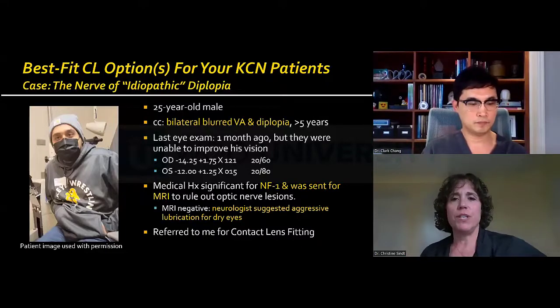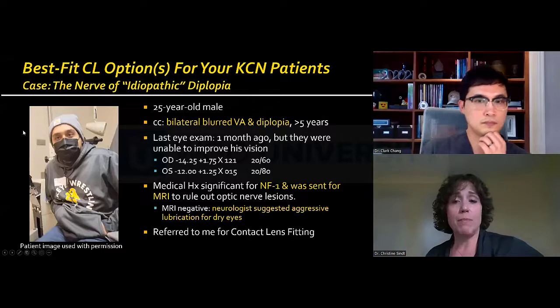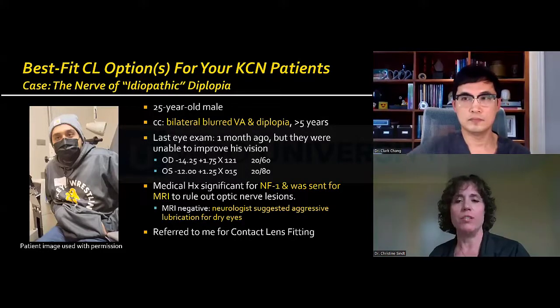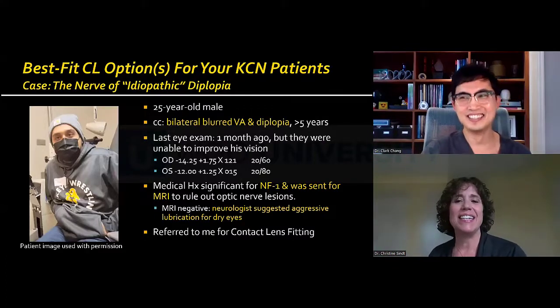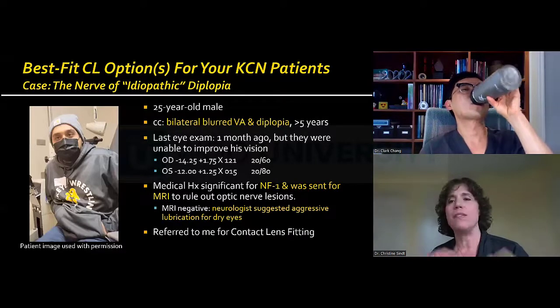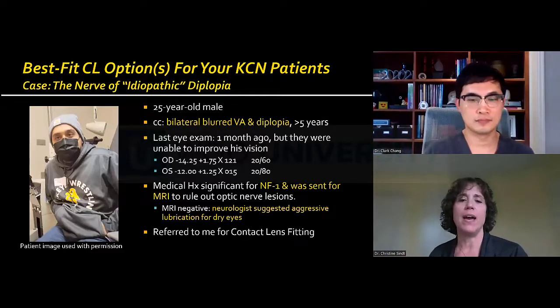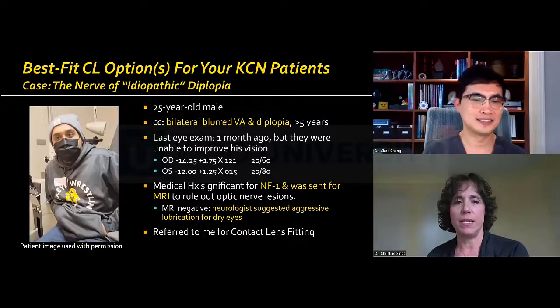But I'm going to introduce my patient here, who actually came to me through neuro-ophthalmology, as all good keratoconic patients do, because he actually had decreased vision. And they thought because he had neurofibromatosis that maybe he had a lesion, and then the neurologist said, well, maybe it's dry eye. So he came to me for dry eye and for a contact lens fitting for dry eye, and he actually ended up with keratoconus.